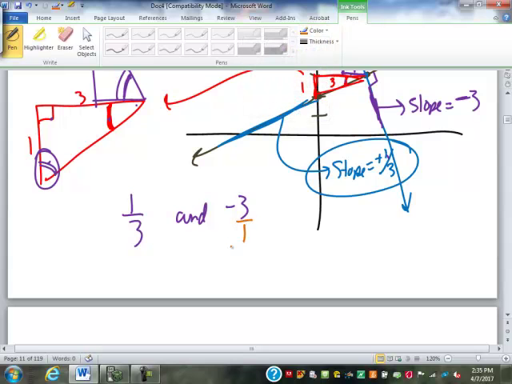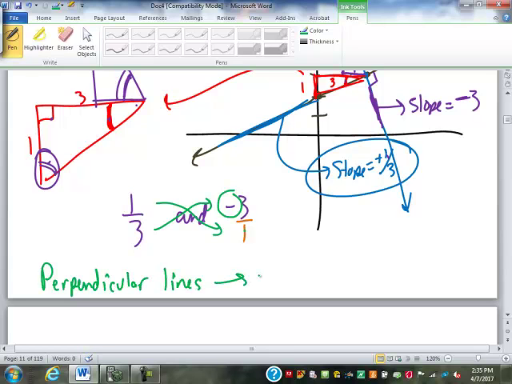If I think of this as being a negative 3/1, I can see better that this perpendicular line is first off the reciprocal. As we said, we exchange the rise and the run, or the numerator and denominator, and it's the opposite because I had to make it negative. So perpendicular lines have slopes that are opposite reciprocals.